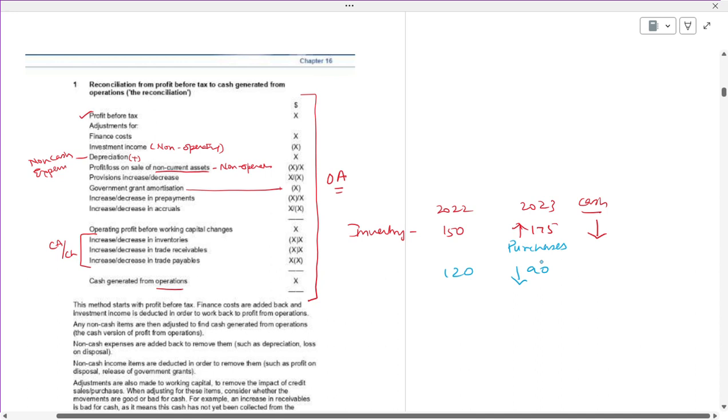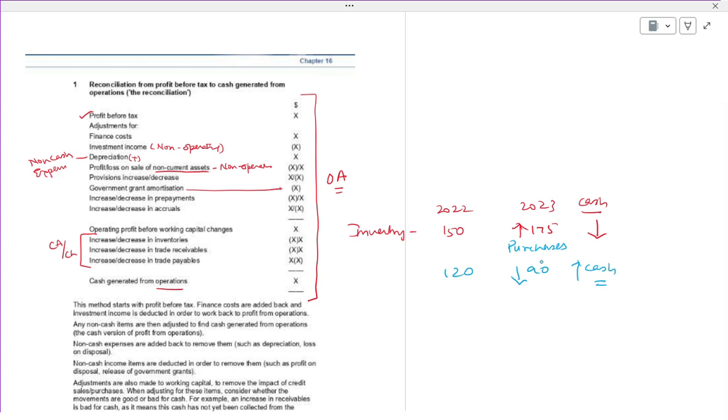Inventory decreases. We have used the inventory. We use the inventory for sale purposes. If an asset decreases, what will happen? Your cash will increase. This is the same procedure. That's what we are talking about. This will be there. Now, we will cover this.